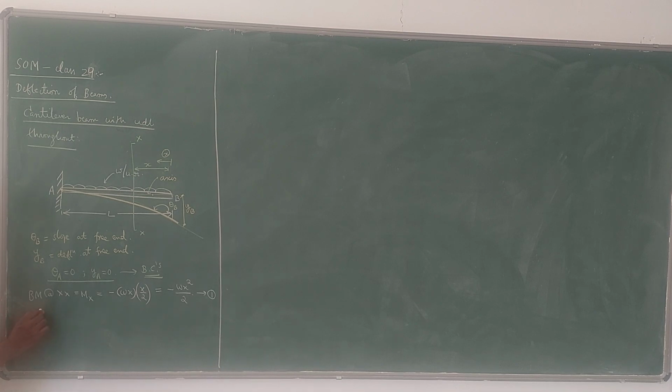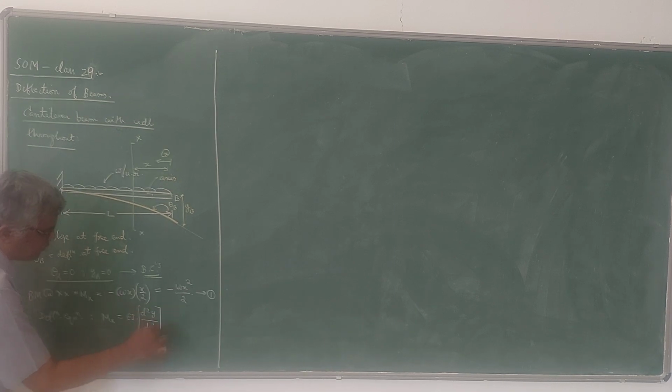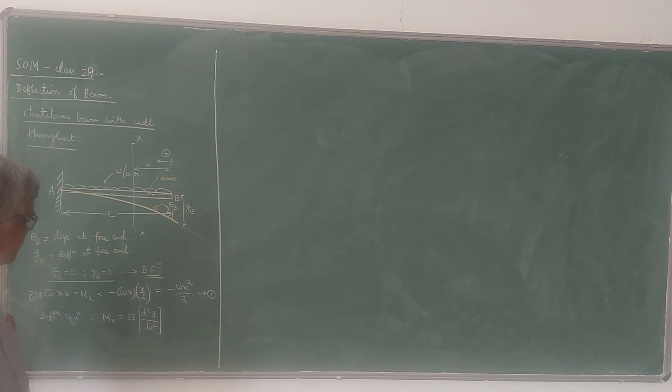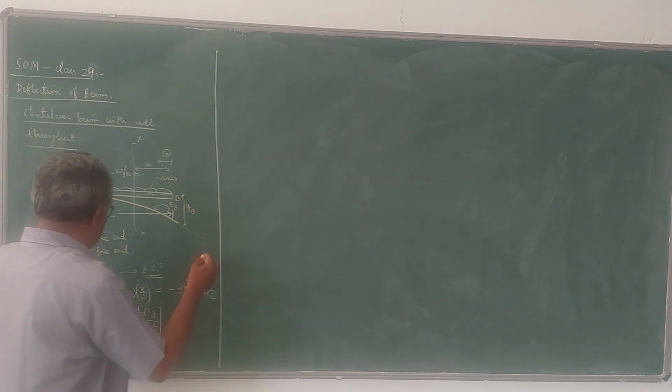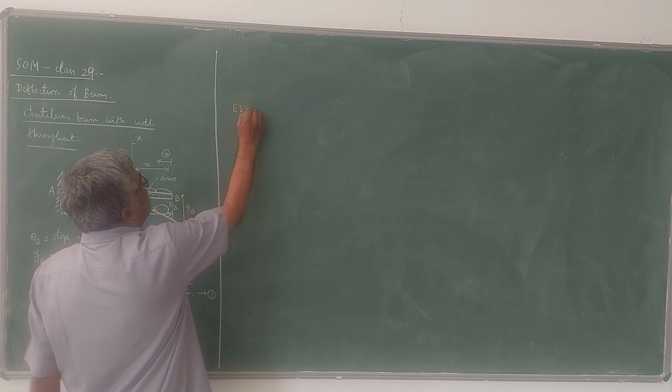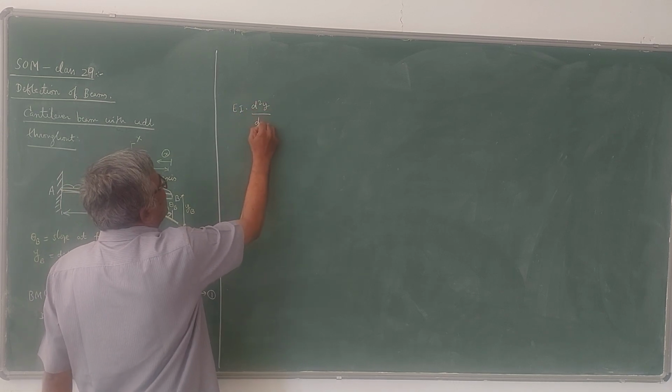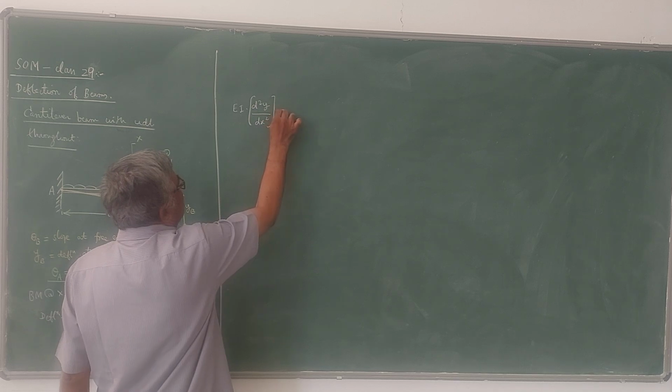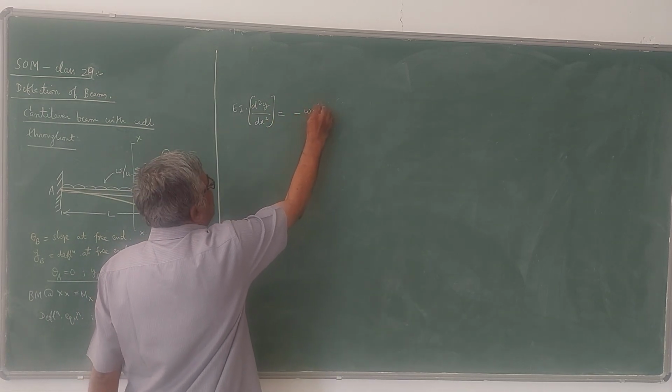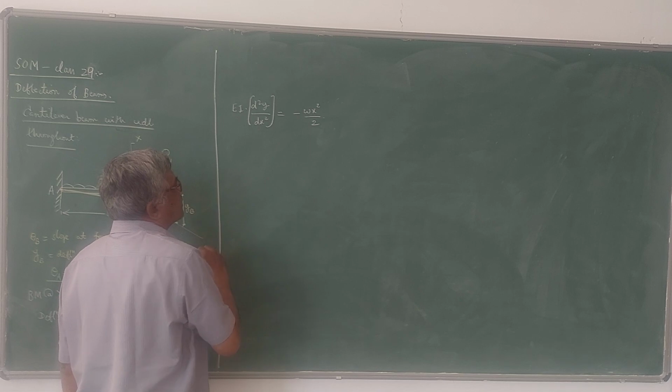Now if you integrate the moment equation, we are going to get the slope equation. As per the Euler-Bernoulli deflection equation, this Mx can be equated to EI into d square y by dx square. This is the Euler's equation. That means EI d square y by dx square will be equal to minus w x square by 2. So this becomes equation 1.